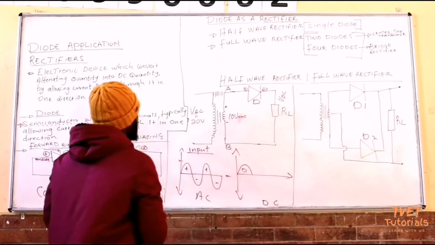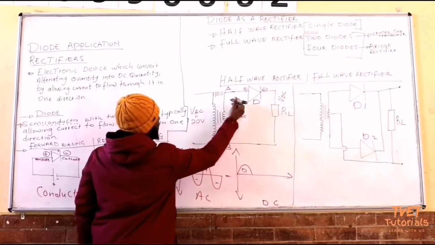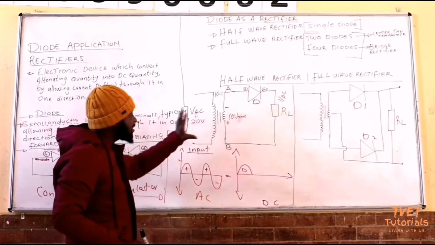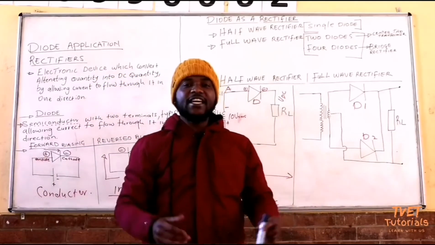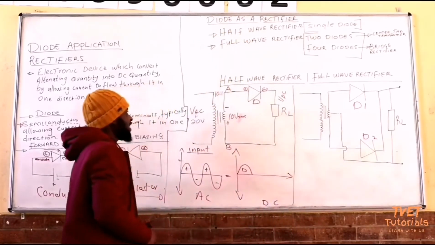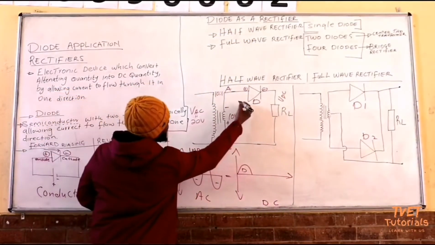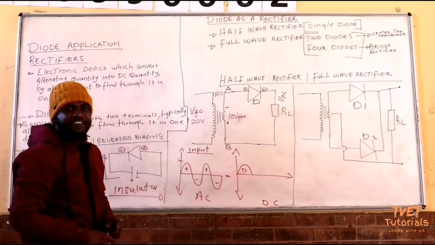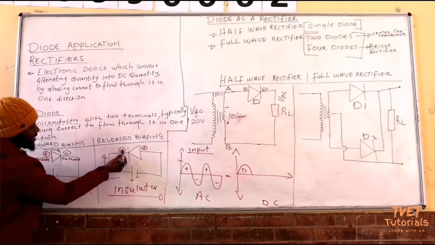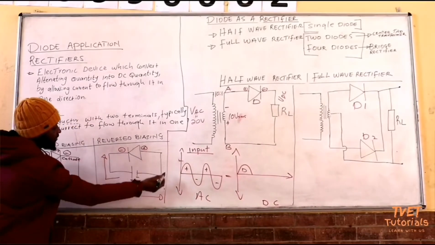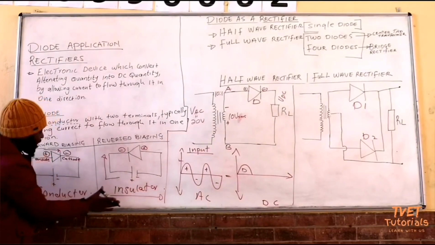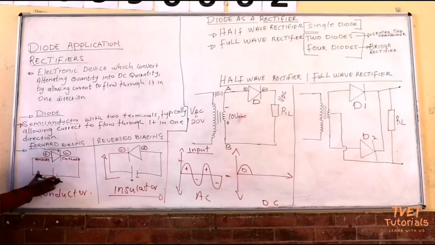Now, during the negative half cycle, we change the terminals. We make A to be negative and we make B to be positive. Now, this is the negative half cycle. Let's check what happens during the negative half cycle. As you can see, the diode is connected in a reverse bias mode. This is what we talked about. Negative to positive, positive to negative. This is reverse biasing. The diode operates as an insulator. There you have the diode operating as a conductor.